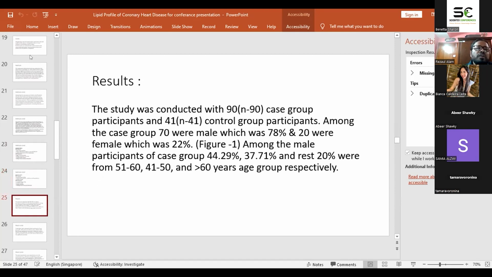Results. The study was conducted with 90 case group participants and 41 control group participants. Among the case group, 70 were male, which was 78%, and 20 were female, which was 22%. Among the male participants of the case group, 44.29%, 37.71%, and the rest 20% were from 51 to 60, 41 to 50, and more than 60 years age group respectively. Here, the middle one, that is 51 to 60 years, had the most of the case group.